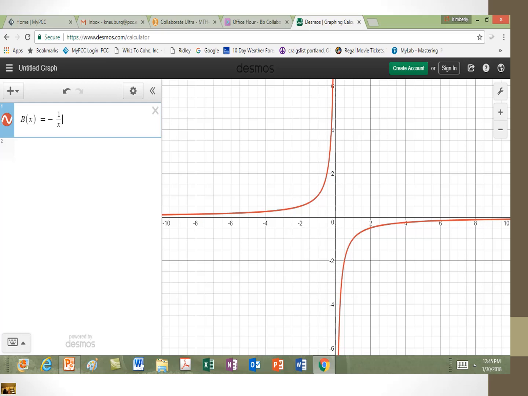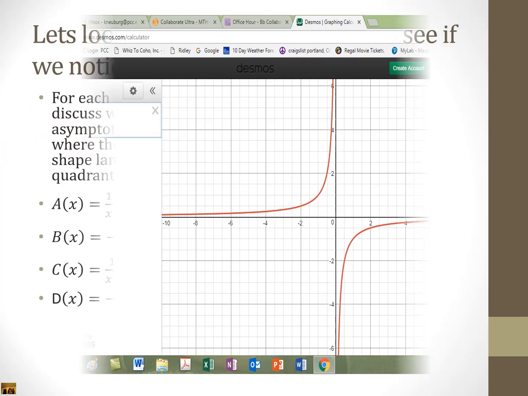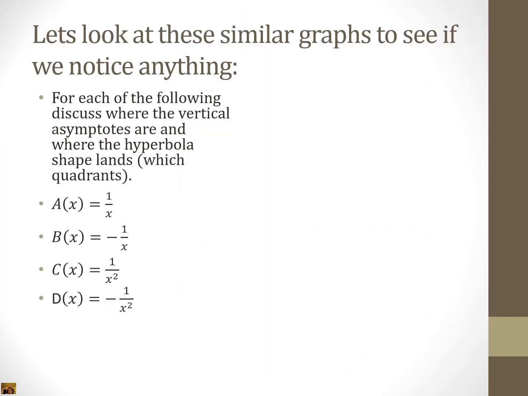Now, the other two had a square on the bottom. The square on the bottom, if you square a positive, you get a positive. If you square a negative, you get a positive. So if you want to imagine what would happen on our function c, everything gets squared in the denominator. The numerator is 1, which is already positive.